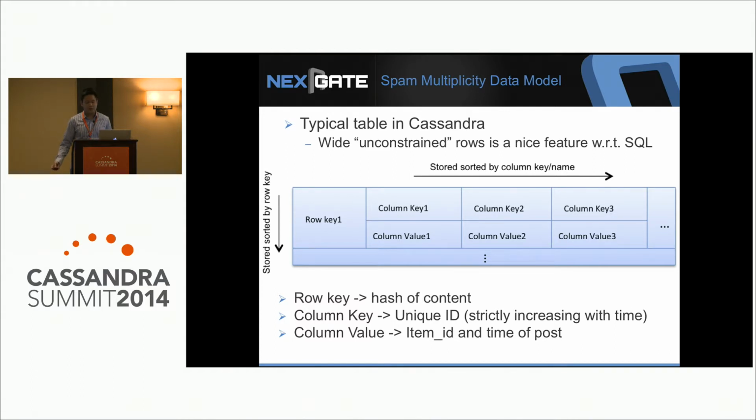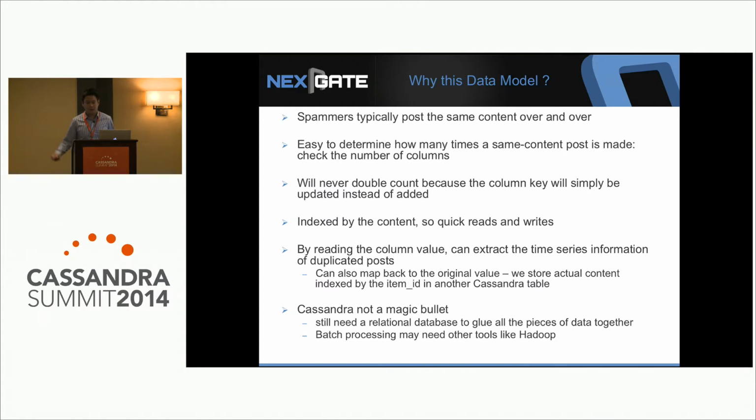In the item value, you could have more information such as another item ID, which is a variable that we use internally, and then the time of the post. So this is how we defined our data model in Cassandra, and we'll see how this can help us catch multiplicity posts. Again, spammers typically post the same content over and over, as you saw before. It's very easy to determine how many times a post has been made using that data model. All you have to do is count the number of columns. Because you've hashed your content in the row, every time you see a new post with the same content, it'll add another column. And you'll never double count, because it'll overwrite a column if the ID is the same.